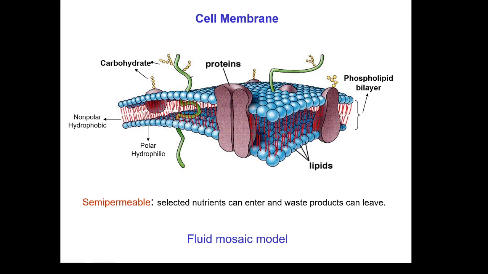Semi-permeable will allow some stuff through and other stuff not through on its own. And then again, we have channel proteins and transmembrane proteins. So this is a transmembrane protein because it goes across both of it. That allow larger molecules, but they have to be opened and closed via cell signaling.